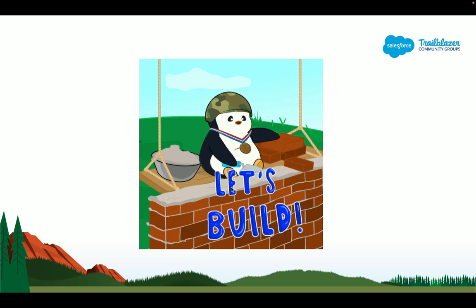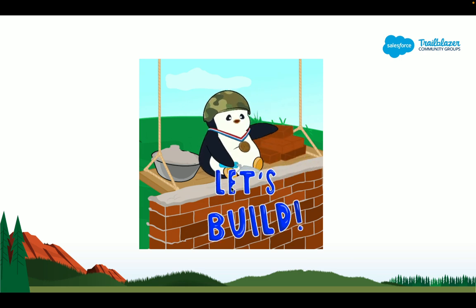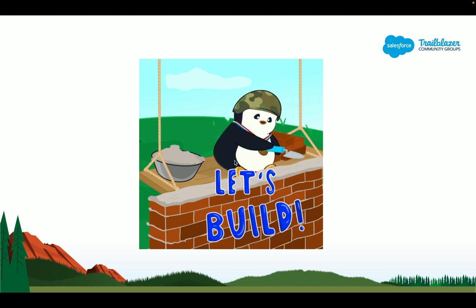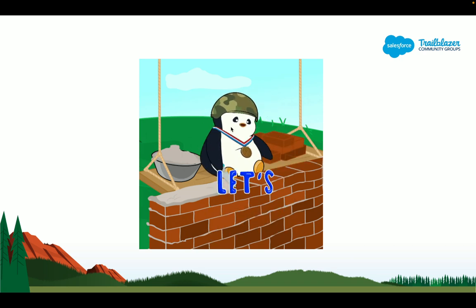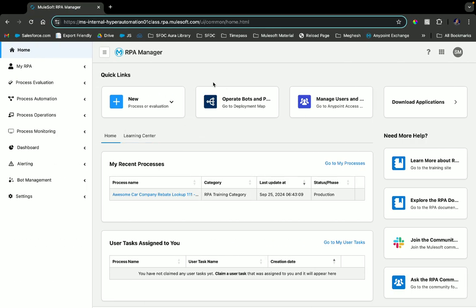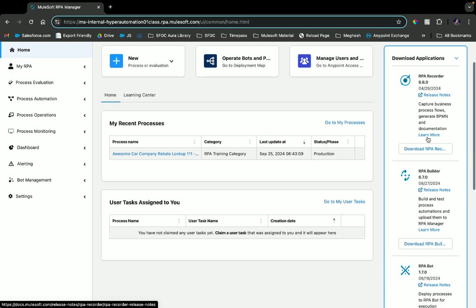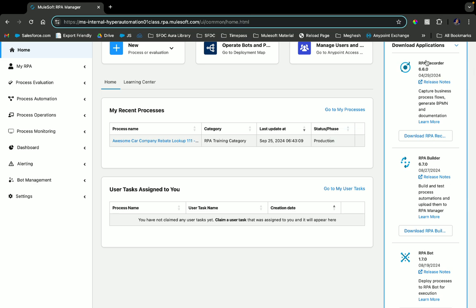Now let's go a bit deeper into how you can do this process evaluation phase, right? This is an instance of MuleSoft RPA I have as of now. In this instance, if you see, I am at my home page. Now you can go to download applications and download each of the applications over here. We can download RPA recorder.